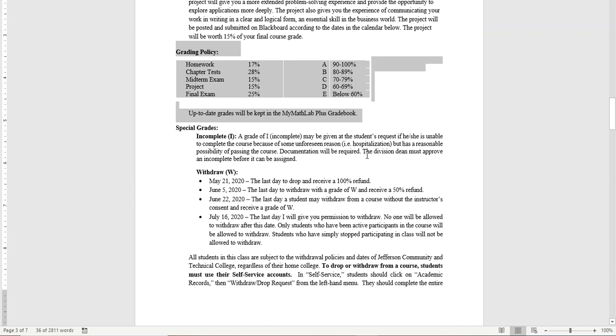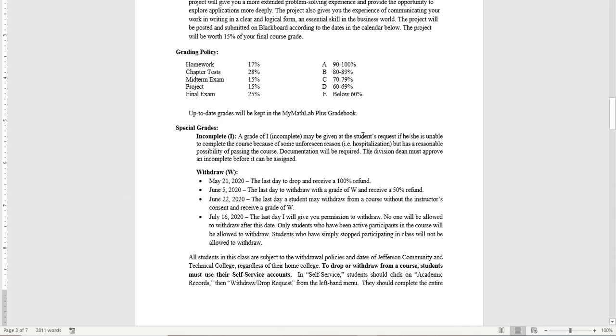Now, I do want to take a moment and review some of the special grades that are available in this course. First, the incomplete grade is for a student who is unable to complete this course on time due to an unforeseen reason, but had a reasonable possibility of passing the course prior to the incident. Documentation is required for this special grade, and the division dean has to approve the grade before it can be assigned. This grade is very rare, but if you do have a medical emergency or other emergency throughout the course, please let me know and we can discuss this option.